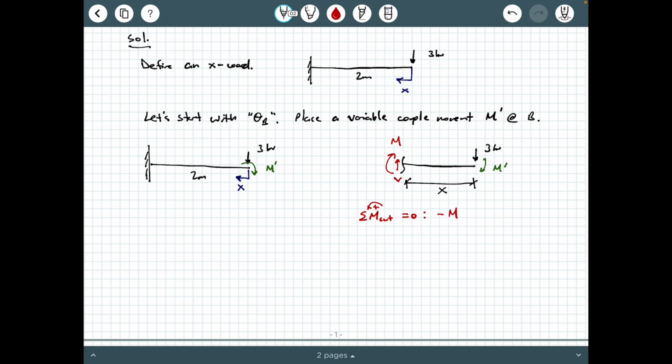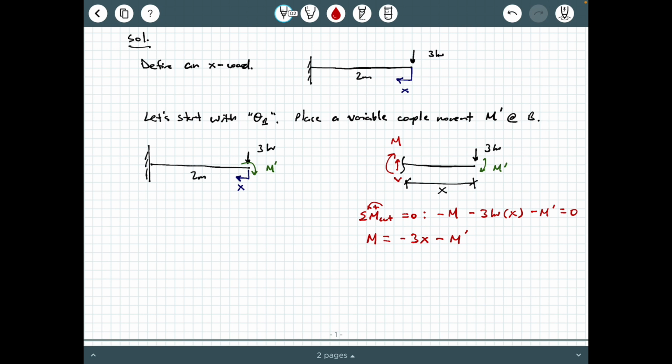And I'm going to say minus M. That's this guy right here, the internal moment. And then I'm going to say minus 3 kilonewtons times x, and then I'm also going to say minus M prime equals 0. Now remember, this M prime is the applied variable couple moment, and it's in our free body diagram, so it shows up in our equilibrium equations. We do a little bit of rearranging, and we solve for M, and we're going to get negative 3x minus M prime. That's really our only moment function, because we only have one domain and we don't have any other abrupt changes here.